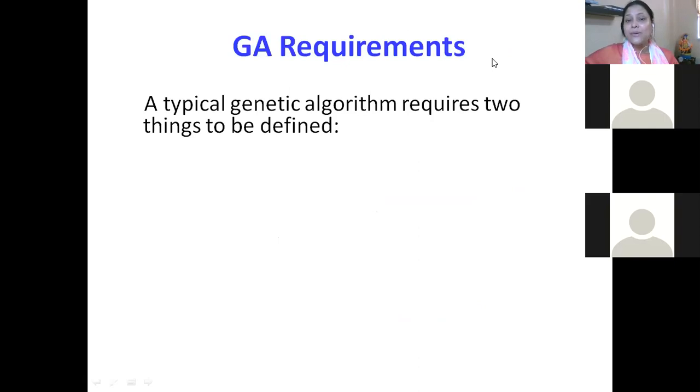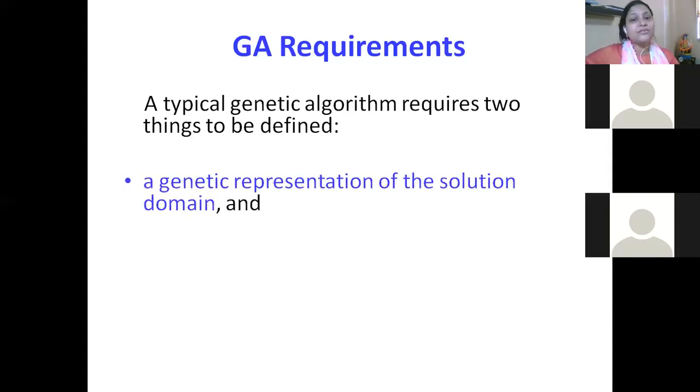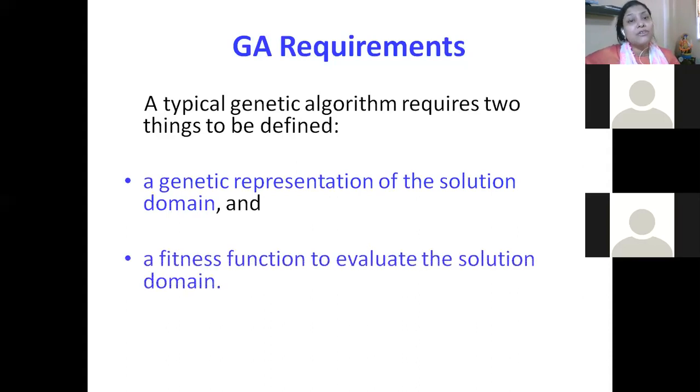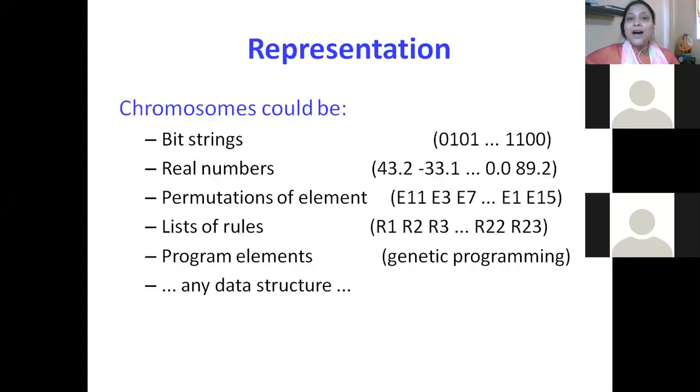So GA requirements are based on two major counterparts. One is a genetic representation of the solution domain, and obviously a fitness function, which is going to help you find out whether your solution is a fitter one or not. So what could be the other representation?